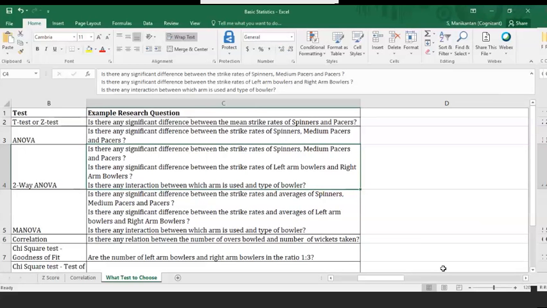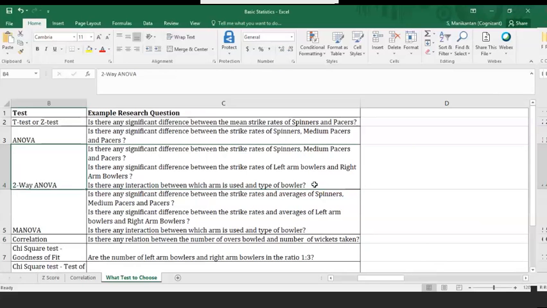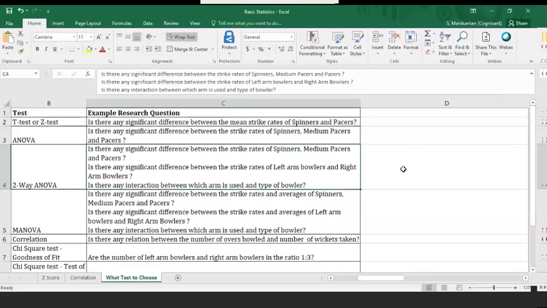Just to elaborate more on the third question, I'll give a scenario. Say after your statistical analysis, you conclude that there is no significant difference between the strike rates of spinners, medium pacers and pacers. So that is your conclusion. But you also observe that for a left arm bowler, the strike rate of pacer is very much higher than a spinner and medium pacer. So in this case, you conclude that there is a significant interaction between the type of bowler and the arm he uses.